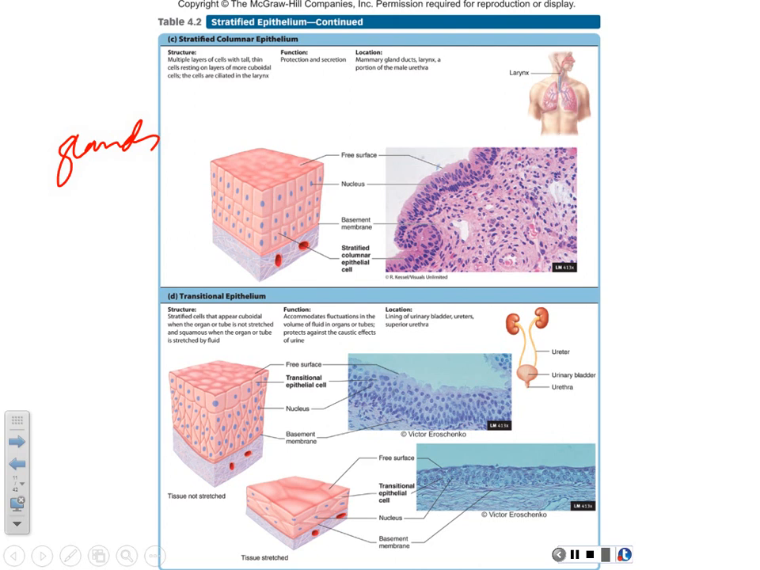So that's transitional, and it is used in organs that stretch. You can see how squamous they look when it's stretched down here. So that's the transition from cube to squamous. That's why they're called transitional, and it's multi-layered.